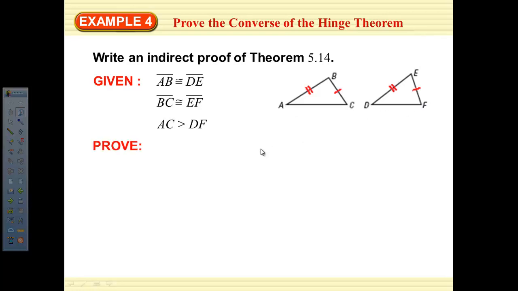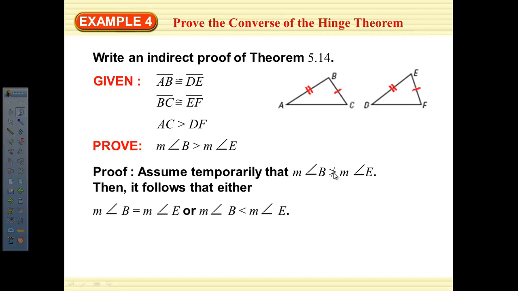So we want to prove that angle B is bigger than angle E. Since we want to prove that, the opposite would be that it's not greater than. But we can't just prove it's not greater than. We have to take into account all possibilities of what not greater than means. So again, not greater than means that it could be equal to or it could be less than. So that's what we need to prove in this case.